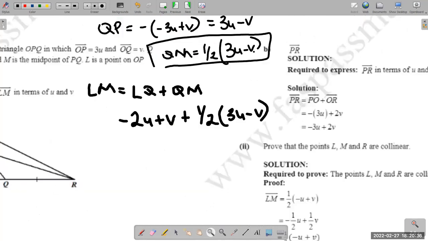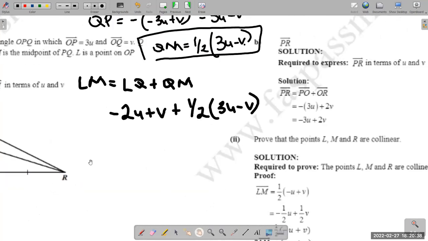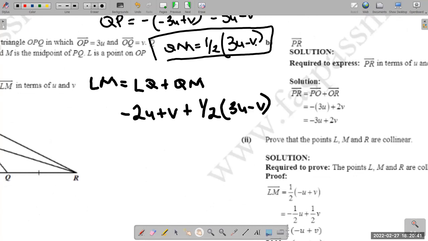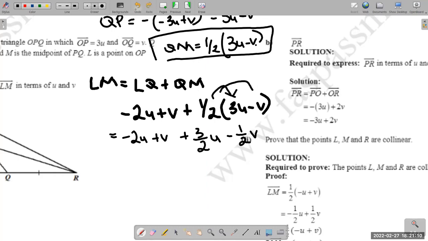So what I'm gonna do is expand the brackets. So check this. We're gonna end up with minus 2u plus v plus a half, or how do you multiply a half of 3u? You just put it over 2. So you're going to say 3 over 2u minus a half v. Let me know if you understand this part here, because all I did was apply the half to these two digits here.